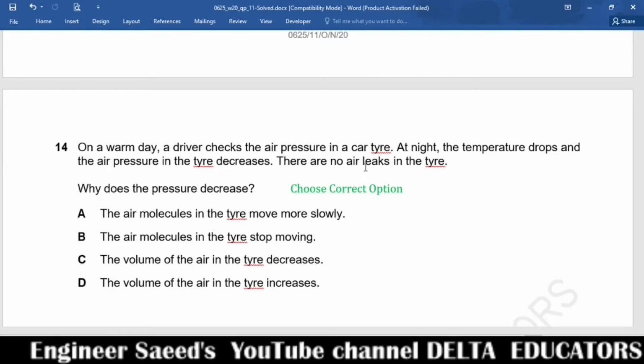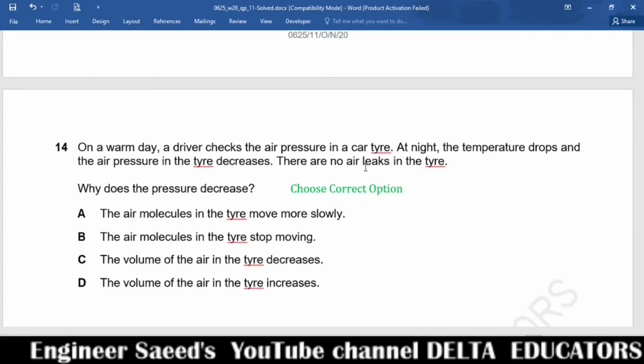Question number 14. On a warm day, a driver checks the air pressure in a car tire. At night, the temperature drops and the air pressure in the tire decreases. There are no air leaks in the tire. No air leaks means the number of molecules of the air remains the same. They are not decreased.